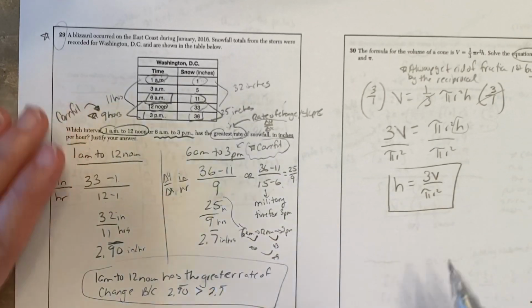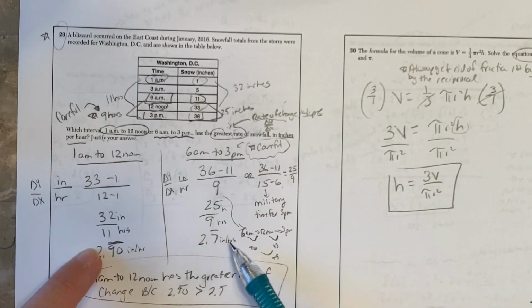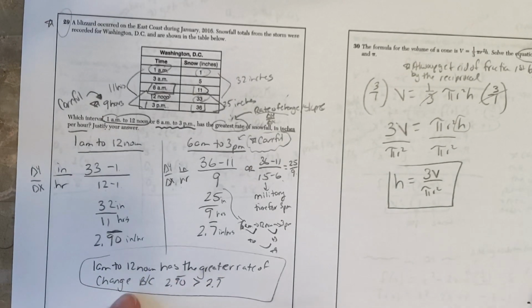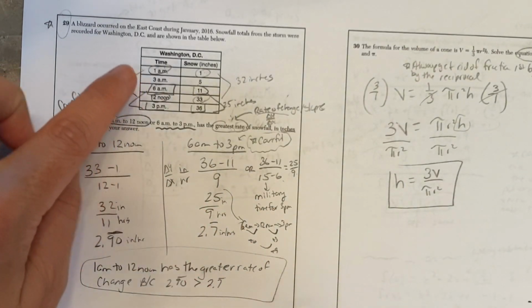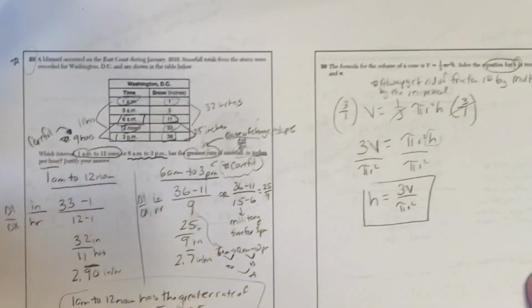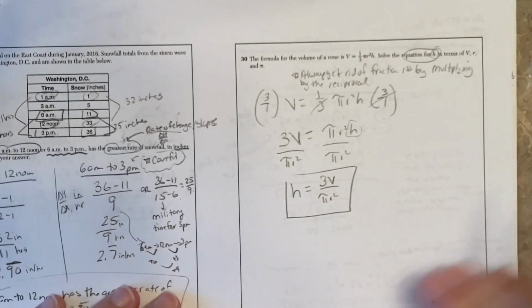Okay, and I wanted to know which one was greatest. So obviously 2.9 is bigger than 2.7 repeating. So 1 a.m. to 12 noon has the greater rate of change. So that was really tricky. Be careful again. From 6 a.m. to 3 p.m. is 9 hours. 9 hours. So be careful. Okay, that was a really tough one.